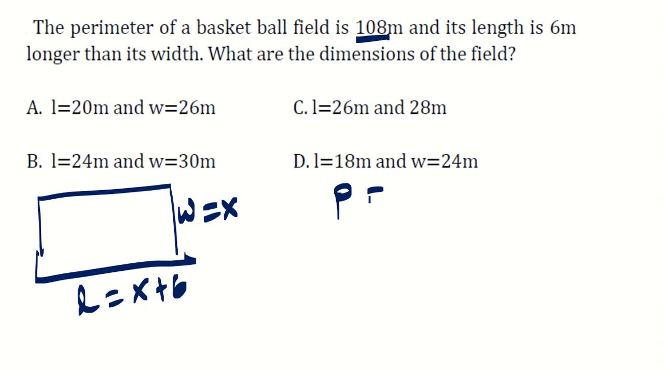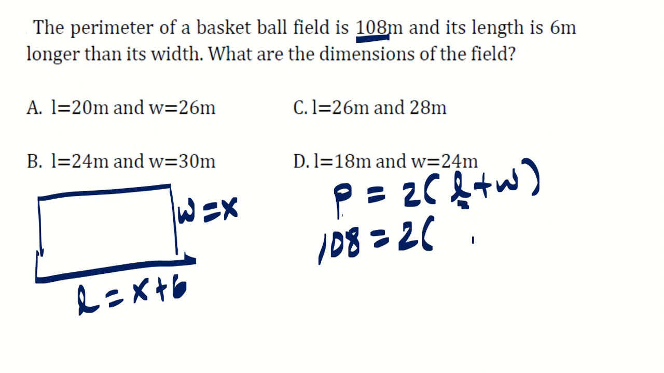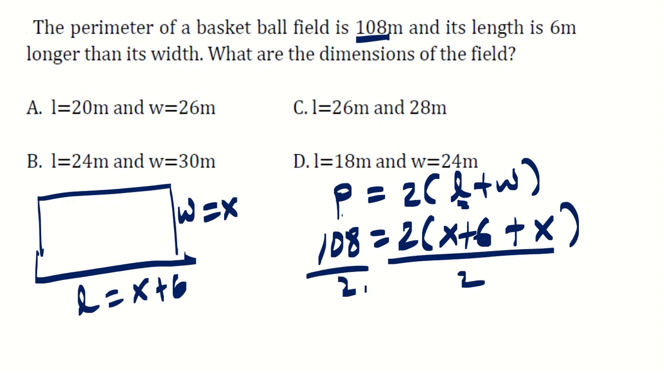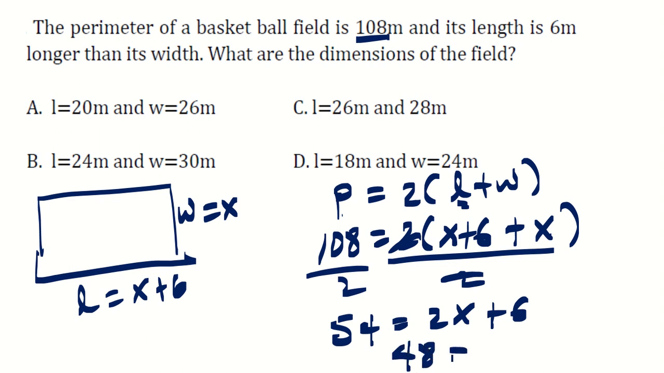So what's the perimeter first? Perimeter means twice of length plus width. Don't forget this formula. In the case of a rectangle, the perimeter means twice L plus W. Perimeter is given, how many? 108 is equal to twice of the length, we said it is x plus 6, plus the width, which is x. Then you can divide both sides by 2 to simplify. When you divide, this is going to be 54 is equal to x plus x, it will be 2x plus 6 left. Then bring the 6 here. When you bring it, it will be subtracted. 48 is equal to 2x.